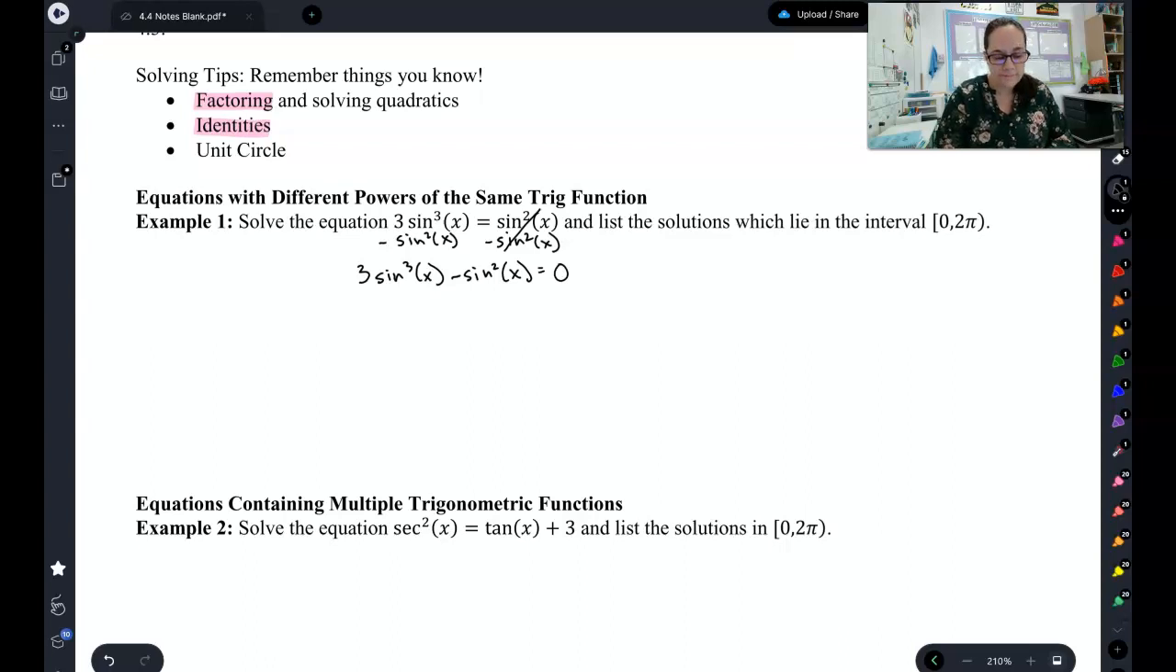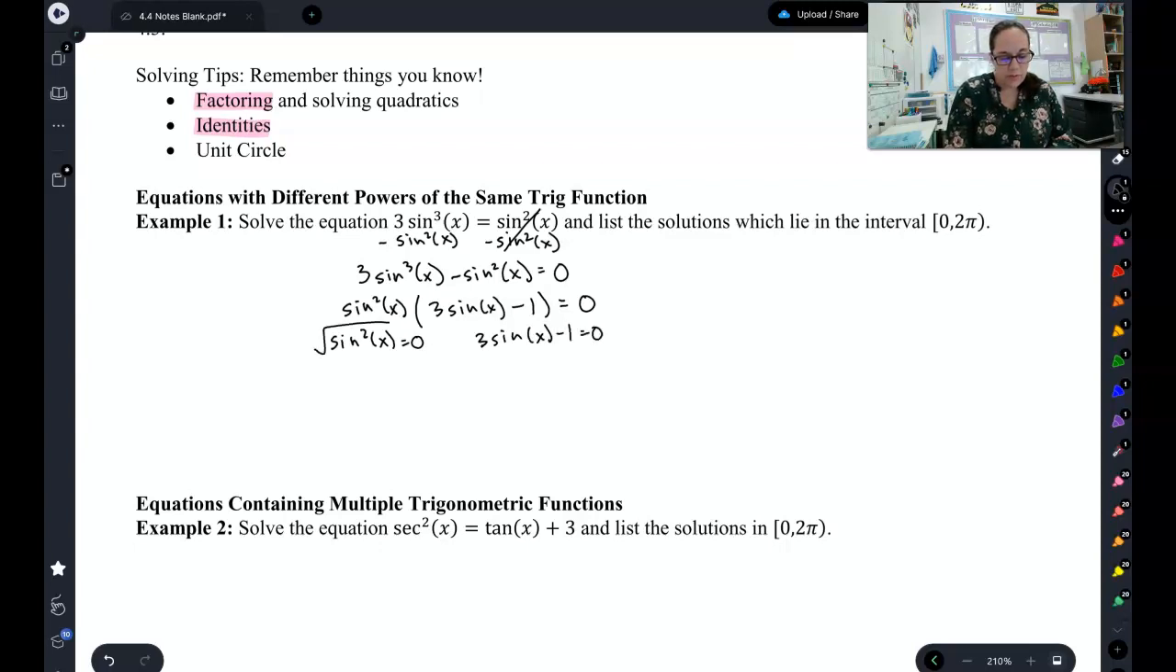So I got this. Now, to factor it, this one has a greatest common factor. They both have a sine squared in common that I can take out. So when I take sine squared out of the first one, I'm left with 3 sine. When I take sine squared out of the second one, I'm left with a 1. Now that it's factored, I set each individual factor equal to 0 and solve.